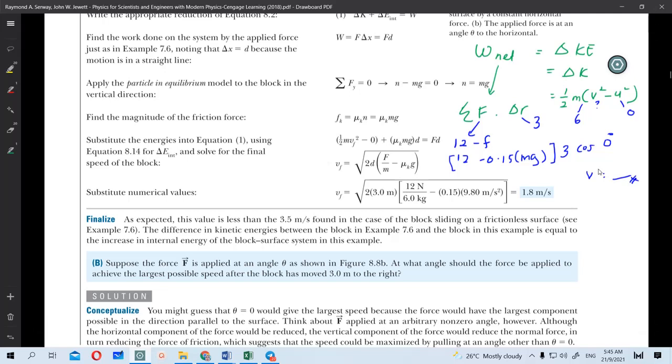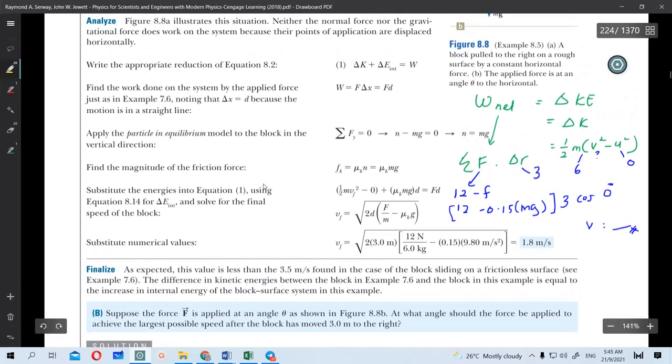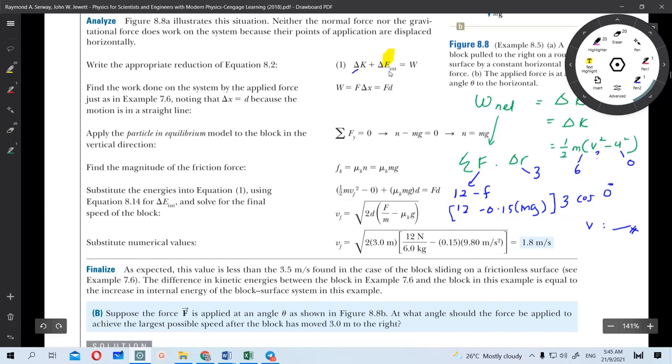Now let's look at the technique used by the book. The technique used by the book is separating the energy, the work itself. So you find the idea of change of kinetic energy plus change of internal energy, which is actually friction. Then you will find that the change of KE is this, and this is this.